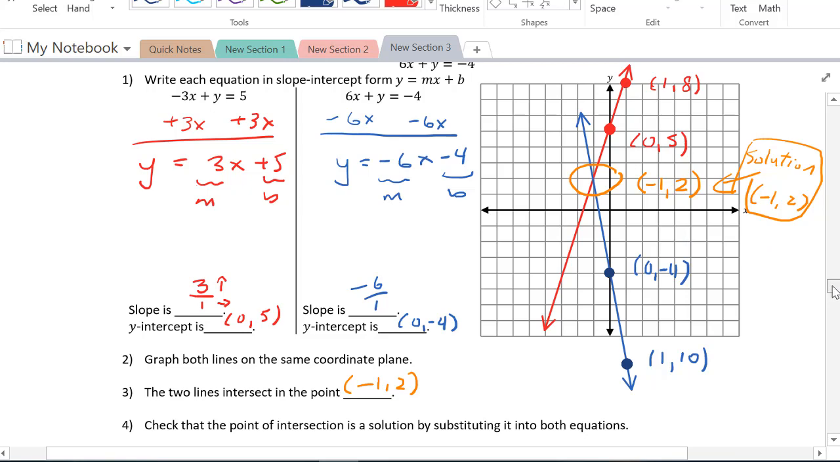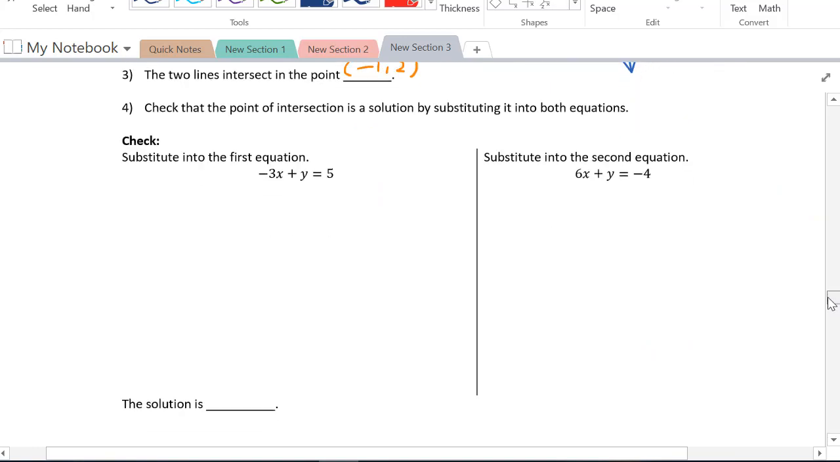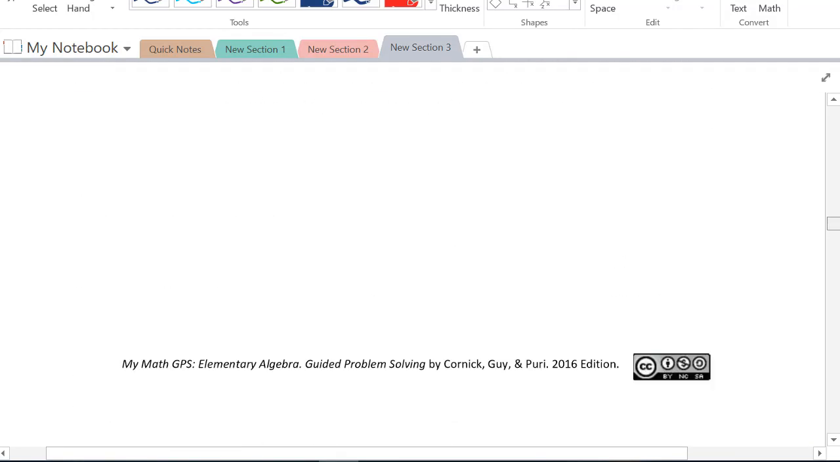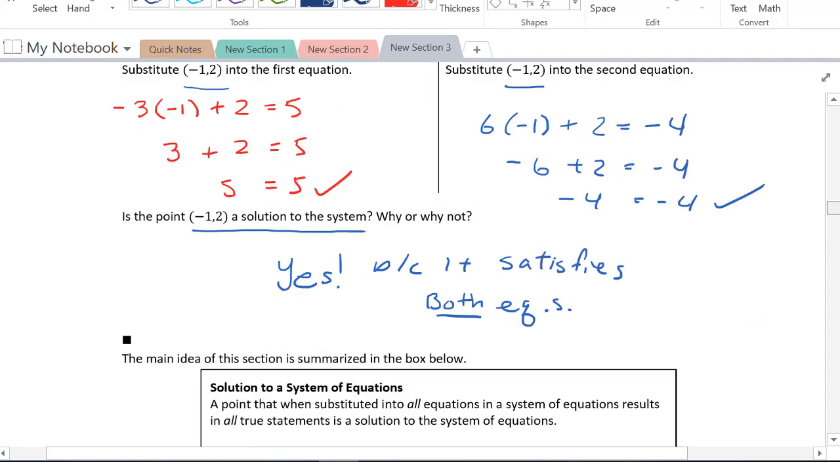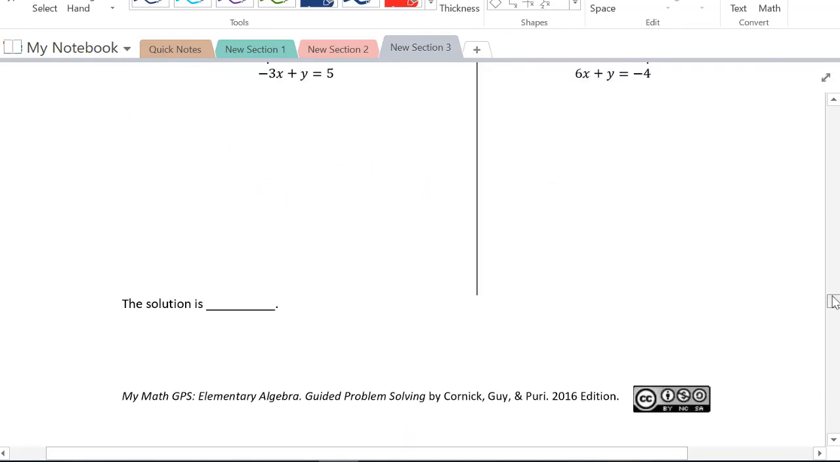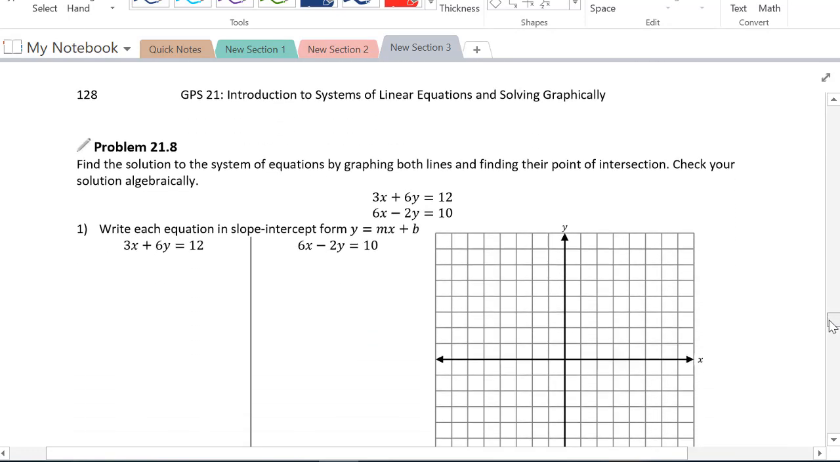So let's look at another one. Here they want you to substitute to check. We did that already, actually. That's the same line as the previous problem we were doing. Same one as before. The solution was negative 1, 2. Same equation. So I'll leave that up to you to check. Let's look at the next one.